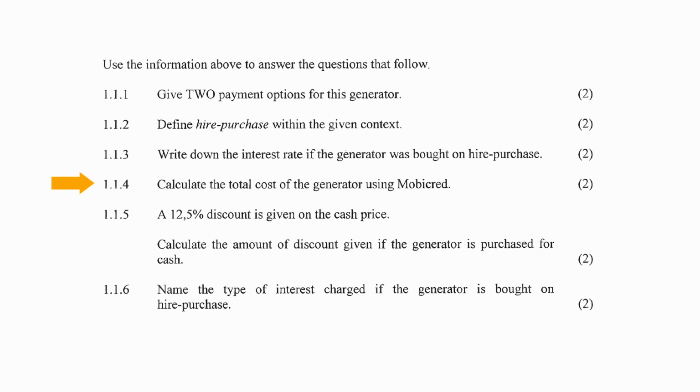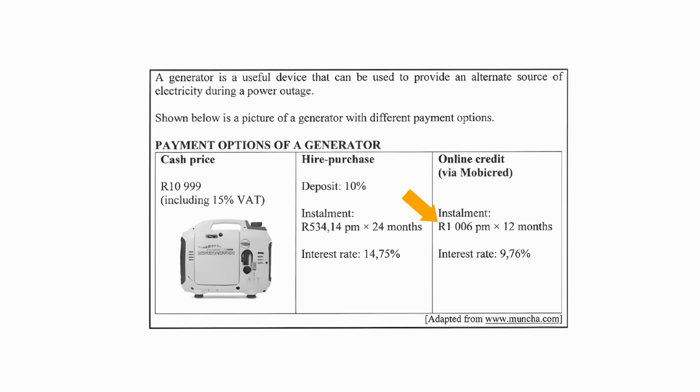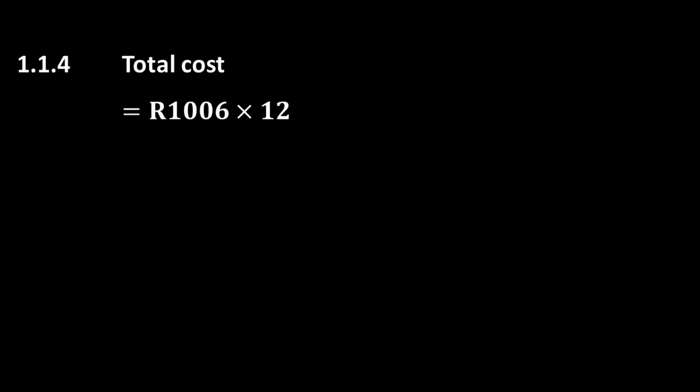In question 1.1.4, you are instructed to calculate the total cost of the generator using MobiCred. From the advertisement, the monthly installment is given as 1,006 Rand per month for a period of 12 months. So the total cost of the generator will be 1,006 Rand multiplied by 12 months, and this equals 12,072 Rand.